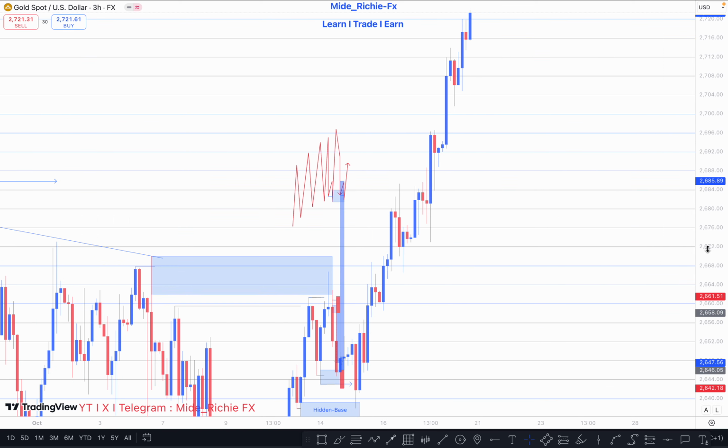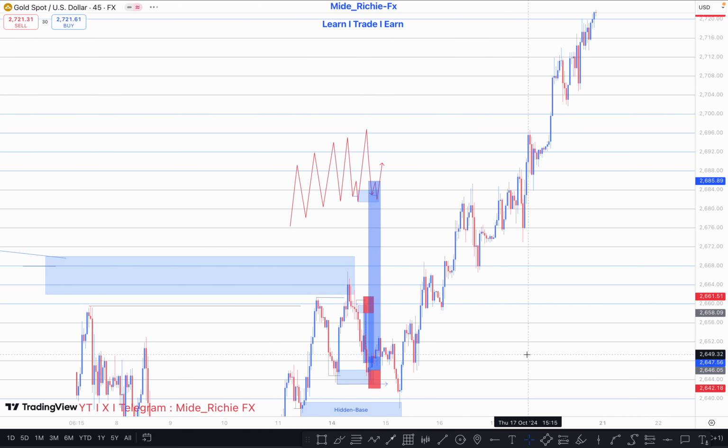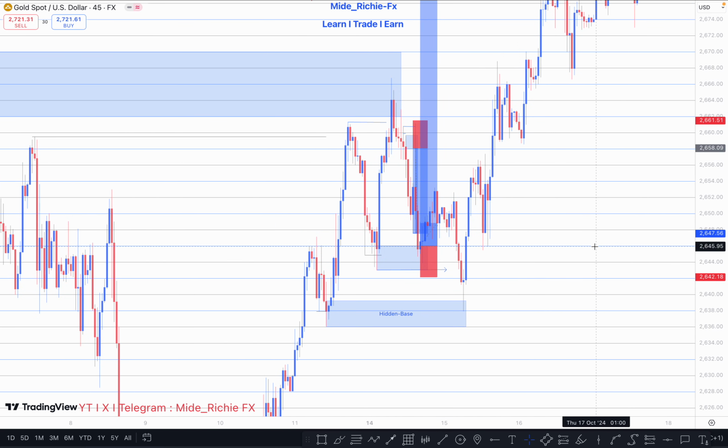So after the mitigation of the fair value gap of that hidden base, I go back to a lower time frame for confirmation. Then I got a change of character. What I noticed on this particular pair, XAUUSD, is that it respects fair value gaps a lot, especially 30-minute fair value gaps and inducement. Bro, these things are really effective on XAUUSD.